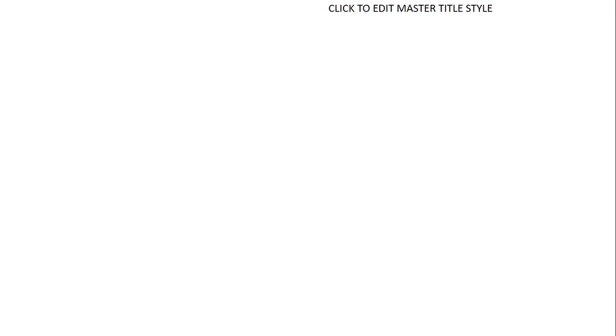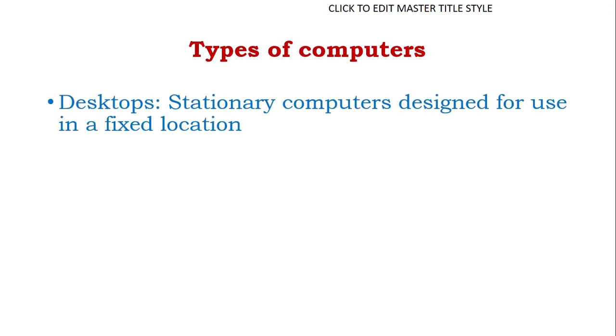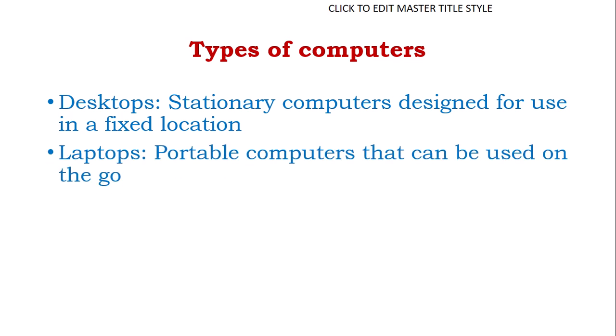So we are also going to look at the types of computers. We have the desktops, stationary computers designed for use in fixed locations. You don't carry them; they are in a fixed position. They are stationary.